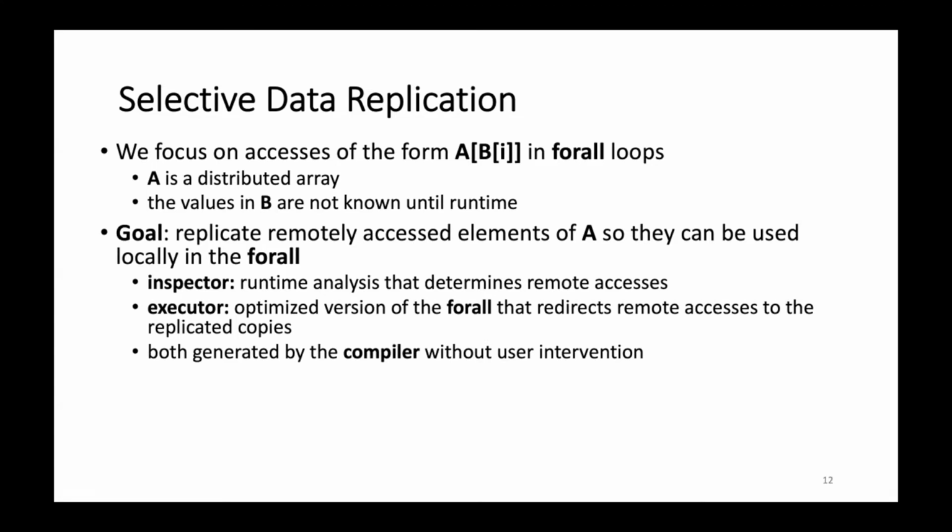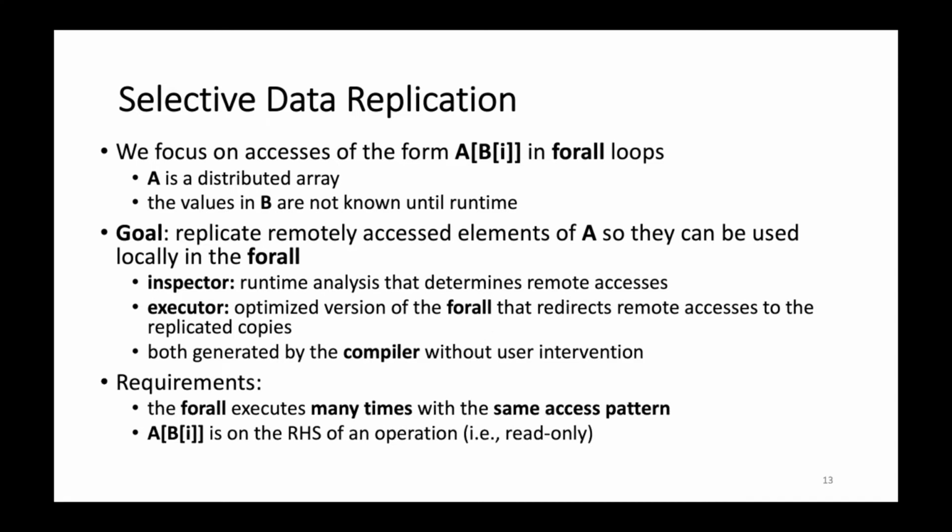We do this through a runtime optimization technique called the inspector executor. This has been around for quite a number of years. The idea is the inspector is some sort of runtime analysis that happens before you execute your loop. In our case, it's going to tell us the remote access pattern to A. The executor is then a copy of the original forall loop that's been optimized so that any remote accesses to A will now be redirected to these replicated copies. And while this is a runtime optimization, the code to do the inspector executor is generated by the compiler. So it's a static optimization that enacts a runtime-based optimization.